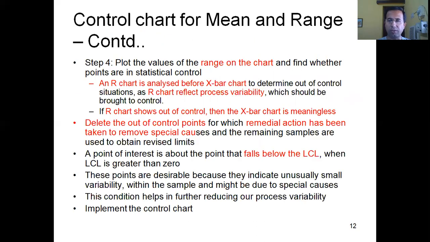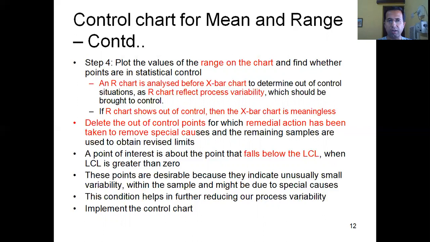So we can use this table subsequently. What do we do after this? For the X bar chart, we plot X bar values between the upper and the lower control limits and find out if there is any special cause of variation, which is indicated by a point falling outside the control limits. For an R chart, we again do the same thing.